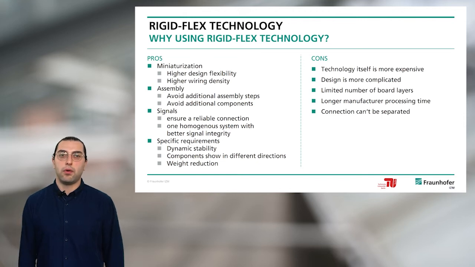And there are many other specific requirements, like we have a dynamically stable system. With this flex technology, we can realize components pointing in different directions. This is an important point for sensors, and we can use it for weight reduction. So there are some more specific requirements regarding the application. On the other hand, on the right side, you can see some disadvantages, like the technology itself is more expensive.